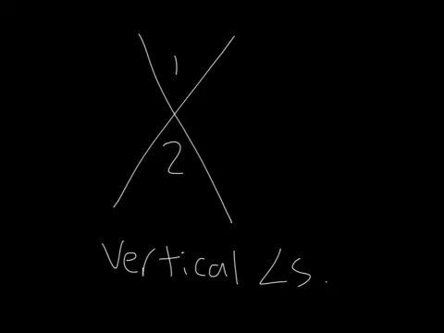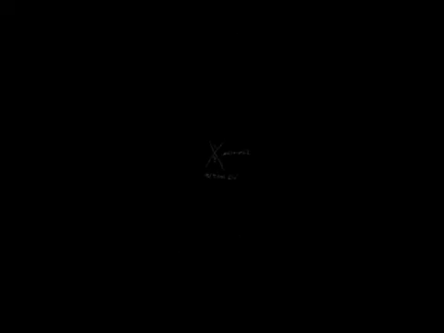One, we have vertical angles. Remember our vertical angles, I'm going to put a little abbreviation, and those are right across from each other. So we have two intersecting lines right across, and we know that vertical angles are congruent. They have the same measure. So we can say measure of angle 1 equals measure of angle 2.